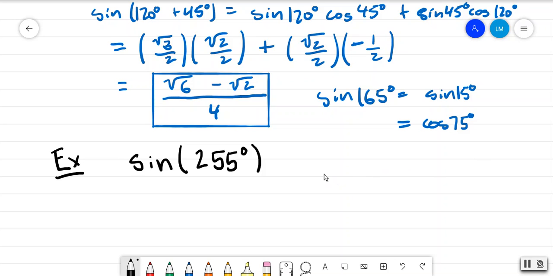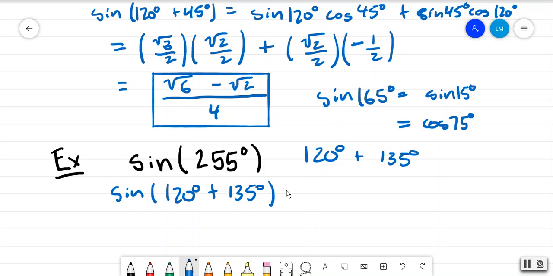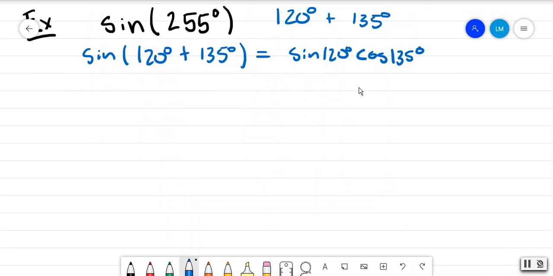So 255 degrees is in the third quadrant. All we have to do is think of angle measures that add up to 255. I know 120 plus 135 adds up to 255, so maybe that'll work. So we have sine of 120 degrees plus 135 degrees. And this is equal to sine of 120 and then cosine of 135. We're running out of room, so let's just squeeze that in: plus sine of 135, and then cosine of 120.